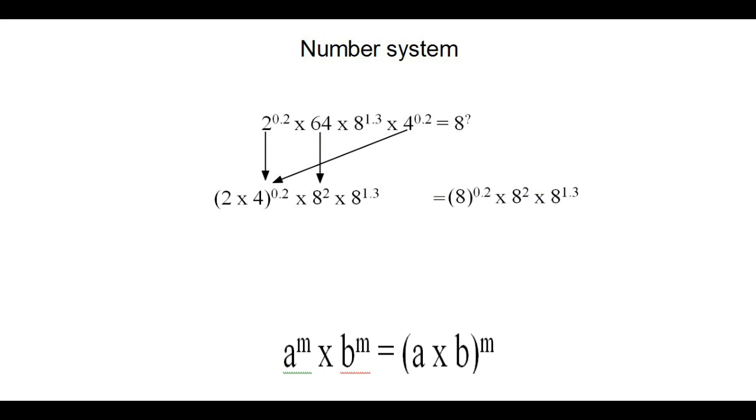Now we know that a power m into a power n will be equal to a power m plus n. That is, whenever the bases are equal and in multiplication form, the powers can be added. So here we find that all the bases are equal and they are in multiplication form, so the powers here can be added. So the answer will be 8 power 0.2 plus 2 plus 1.3, which is equal to 8 power, 0.2 plus 2 is 2.2, plus 1.3 is 3.5.